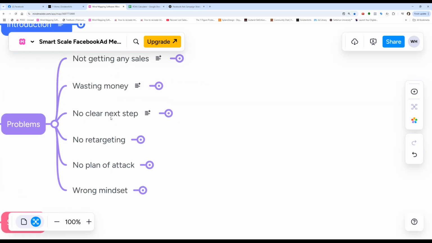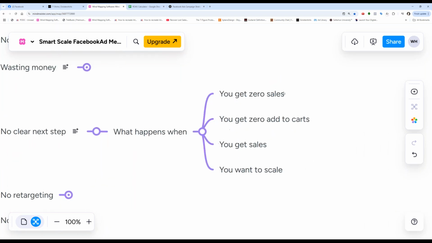Another problem that ties into wasting money is there's no clear next step, right? What happens when you don't get a sale? What do you do? What happens when you get no add to carts? What happens when you get sales? What happens when you want to scale? What happens when you put an ad up on Facebook and no one clicks it? What happens when somebody goes to your store or your website and they're looking around but they don't do any add to carts? There's all these different scenarios that apply, and you have to know what to do next.